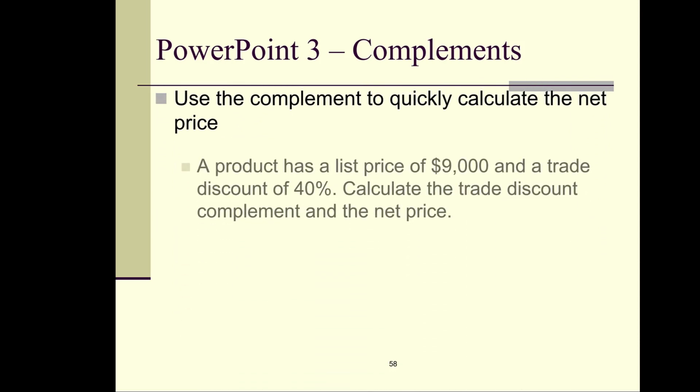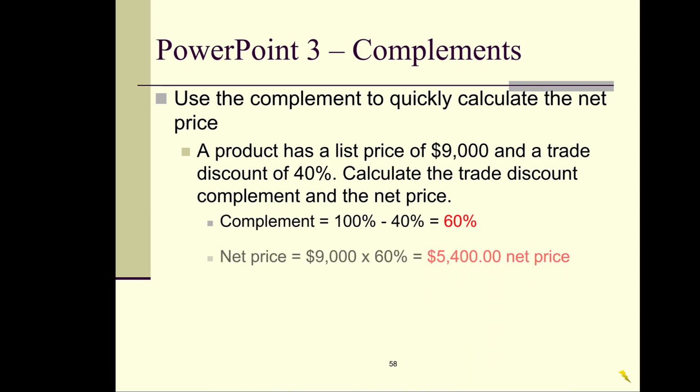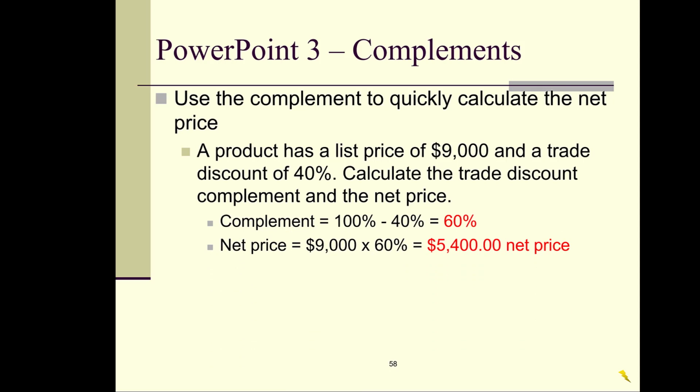Here's another example. A product has a list price of $9,000 and a trade discount of 40%. Calculate the trade discount complement and then the net price. So what's the complement of 40%? It's 60%. So we take the 60% times the 9,000 and we get a net price of $5,400.